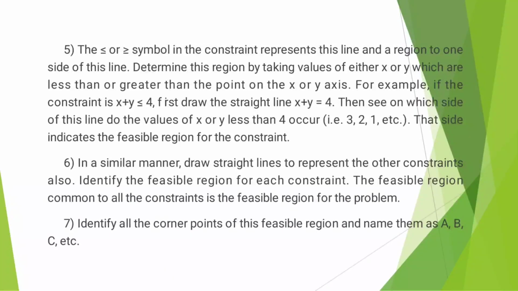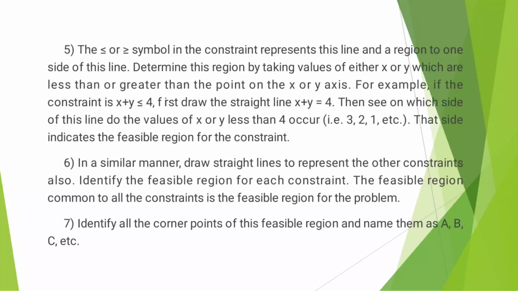We determine this region by taking the values of either x or y which is less than or greater than or equal to the point on the x or y axis. For example, if x plus y is less than or equal to 4, then we first draw the straight line x plus y equal to 4. Then see on which side of this line the values of x or y less than 4 occur. That side indicates the feasible region. In a similar manner, draw straight lines to represent other constraints. Then the feasible region is the region common to all the constraints.